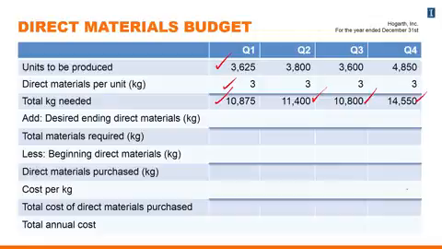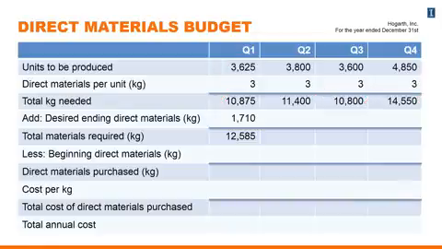Now, Hogarth requires ending direct materials. Just like we required finished goods unit to have 25% on hand, Hogarth has a similar policy for raw materials, just not as much. Not 25%, but 15%. So looking ahead to the next quarter, quarter 2, we need 11,400 kilograms in that quarter. 15% of that number is 1,710 kilograms. That again is our desired ending inventory, but for raw materials.